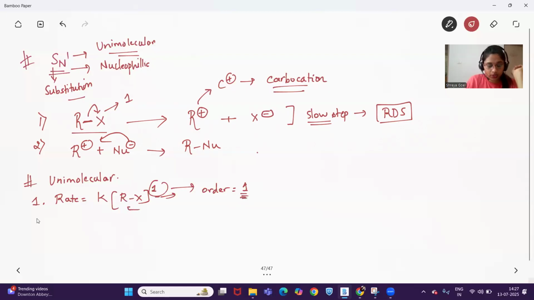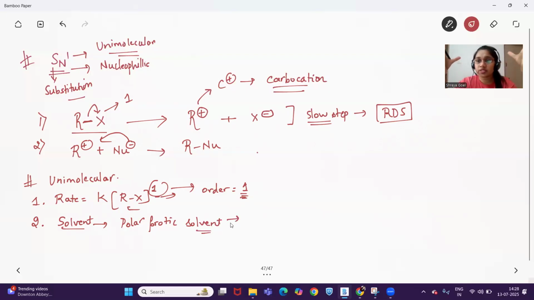Now, the second thing is the solvent. Here we use a polar protic solvent. As you know, every reaction takes place in some particular solvent. Polar protic means any solvent which is polar in nature, which has polar bonds and which has an H plus to donate, for example, H2O. So we use a polar protic solvent here.